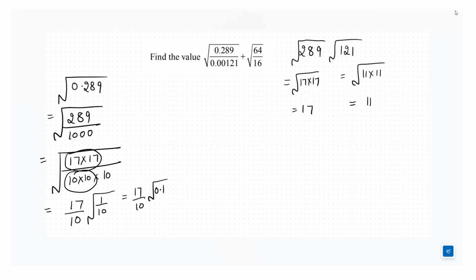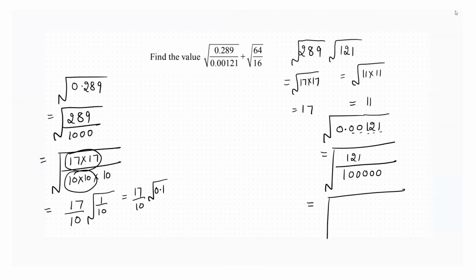Similarly, we can solve it for the square root of 0.00121. So if I have to write it in terms of a fraction, I will write 121 over 1, 2, 3, 4, 5. So I have to add 5 zeros, 1, 2, 3, 4, 5. So this can be written as 11 into 11 over 10 times 10 times 10 times 10 times 10. So I have to write 10 five times.